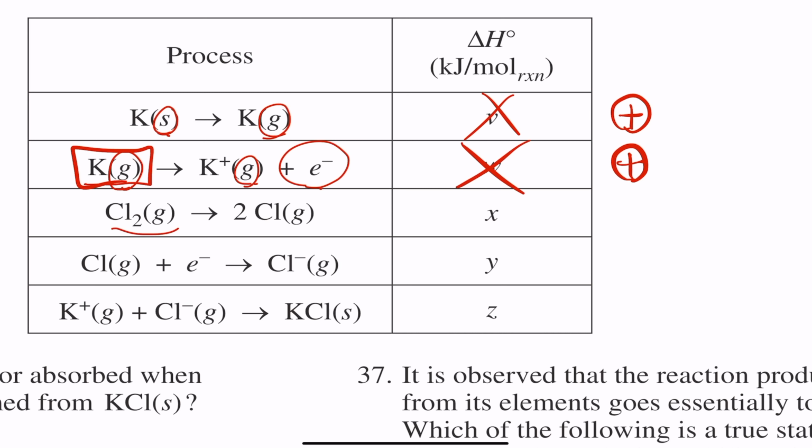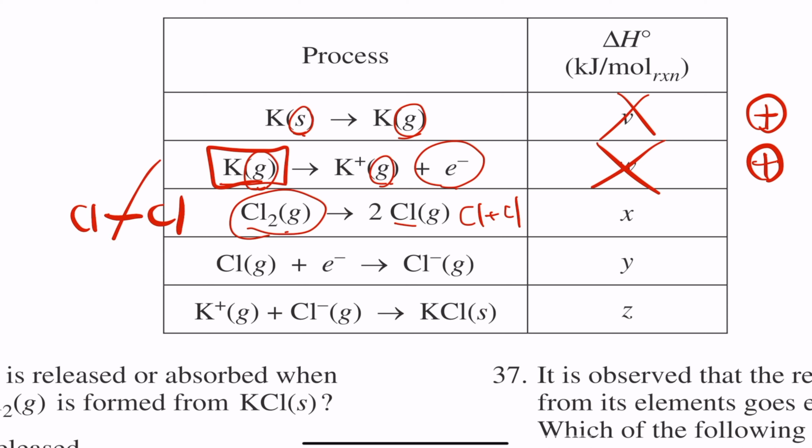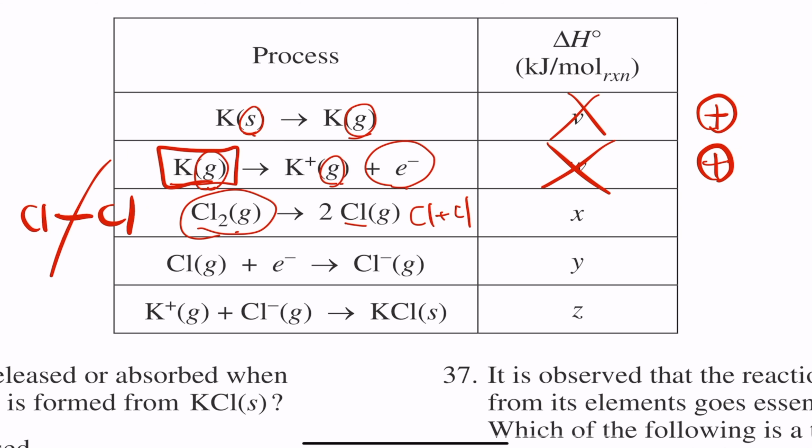Now, chlorine gas we have, and we separate it into separate chlorine atoms like this. In this case, we're not overcoming the intermolecular forces. We're actually breaking off the covalent bond in between the two chlorines. And once again, anything breaking in the world of chemistry is an endothermic process. So that's also positive. That's why that's out.